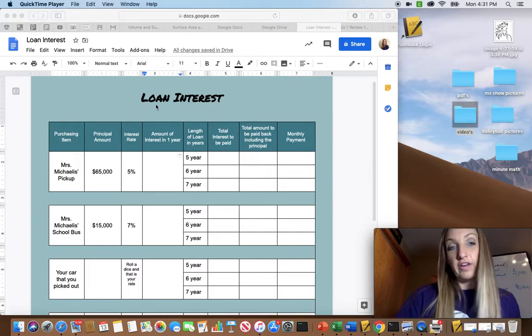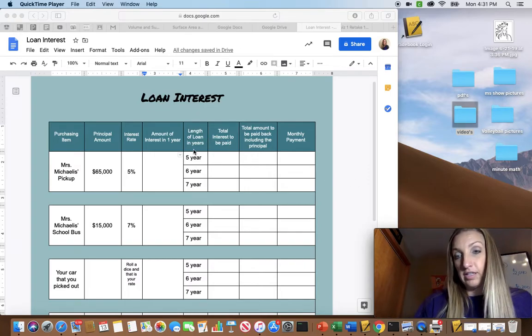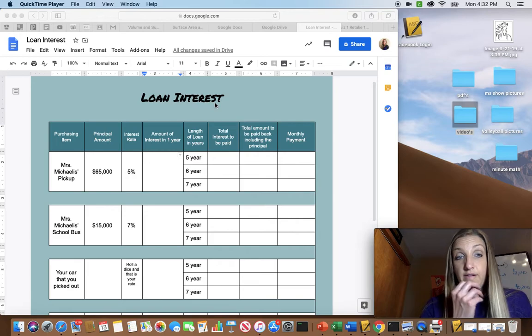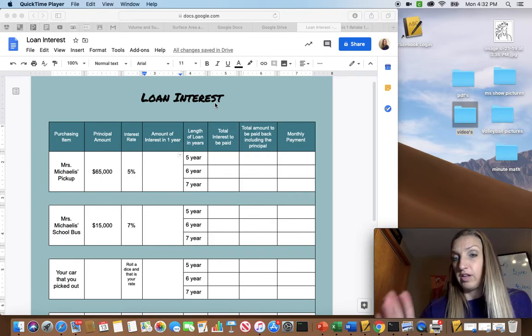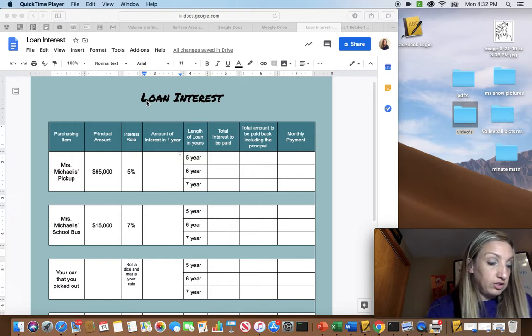So you will need to find this document. I'm going to send it to you in several places because I don't know how it's going to work best, honestly. It should say loan interest. I'm going to try to put it in Google Classroom as an attachment, email it to you, and put it in the HyperDoc as well. Hopefully you can find it in at least one of those places. It should say loan interest on the top.